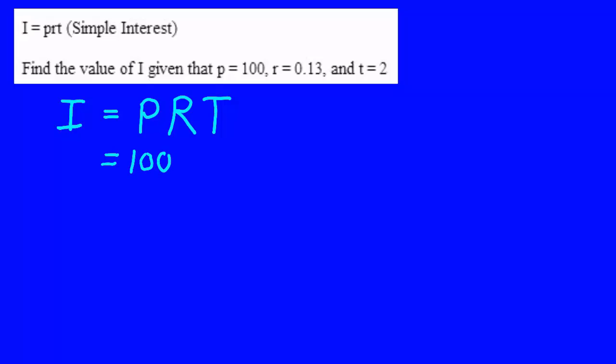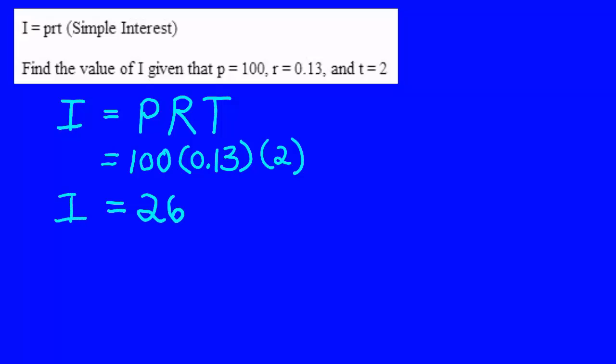So if we put $100 in the bank at 13% interest, and we write that as 0.13, for 2 years, you go to your calculator, you multiply those three numbers together, and you find out that the amount of interest you'll earn is $26. You're rich. Don't spend it all in one place.